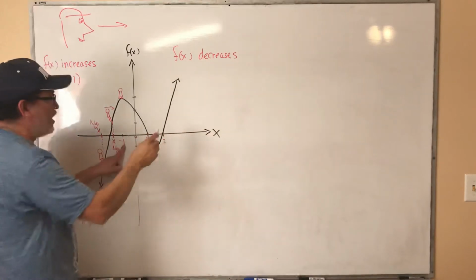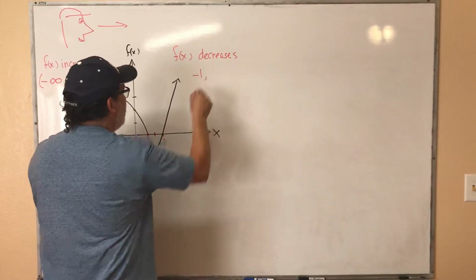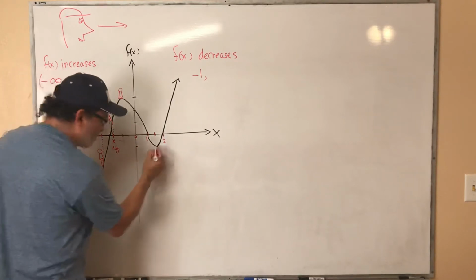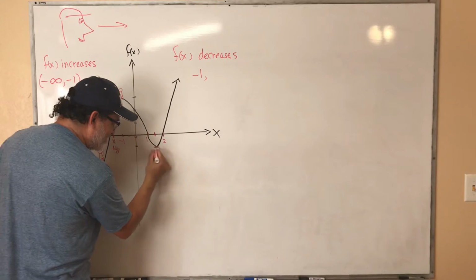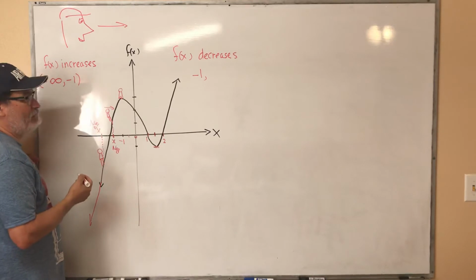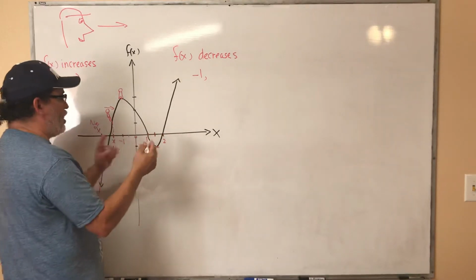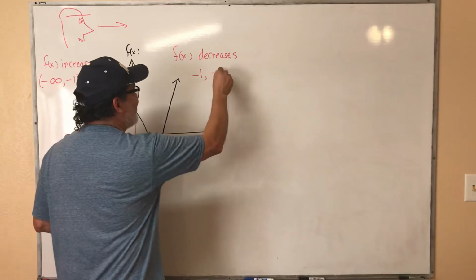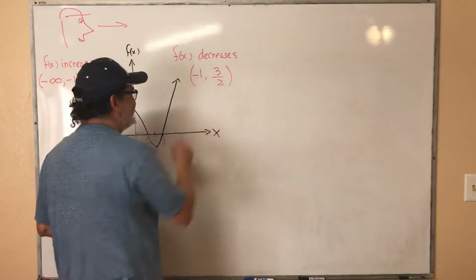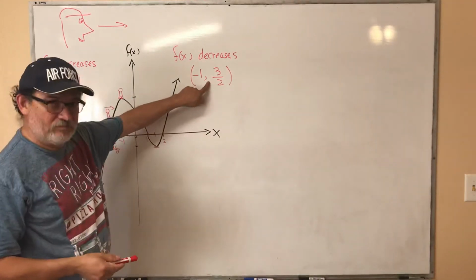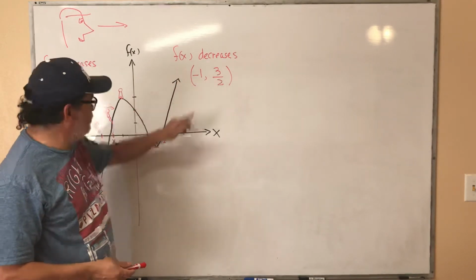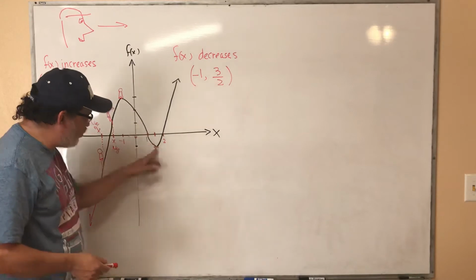Where? From -1 all the way up to what? 1.5 right there. So you get to this point right there, and this here is the minimum. Okay? So it decreases from -1 all the way up to 3/2. These are intervals. It's an interval. From -1 up to 3/2, this is 1.5. Decreases. And then look what happens.